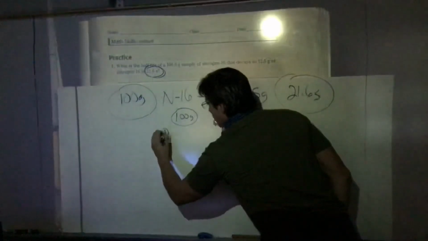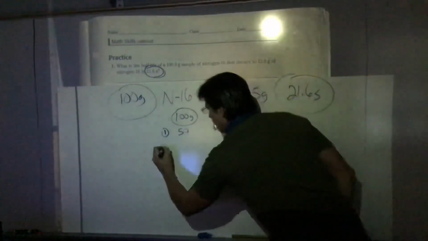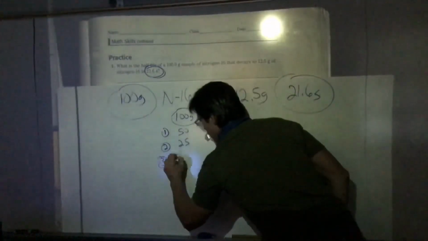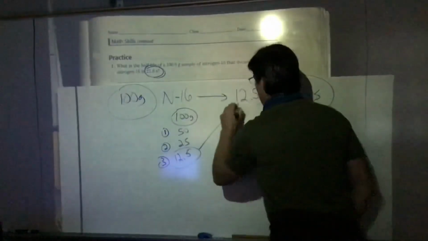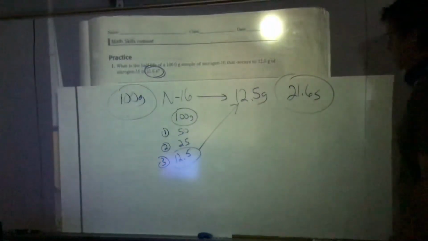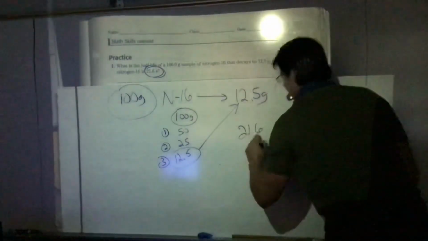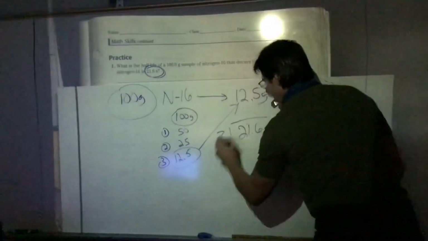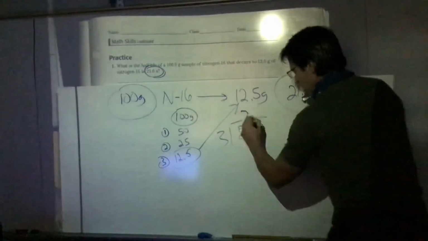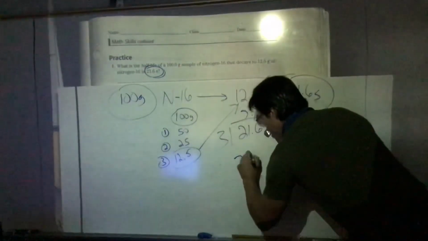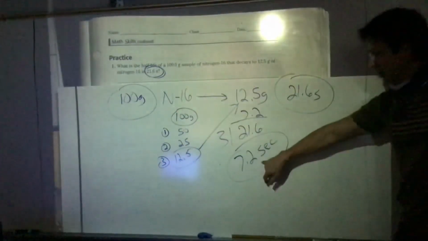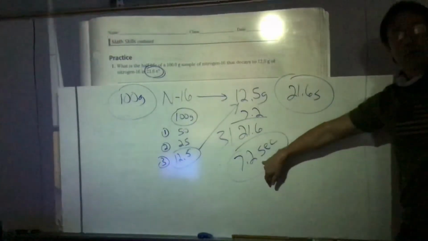So 1 half-life puts me at 50 grams. 2 half-lives, halving it again, gives me 25 grams. 3 half-lives puts me at 12.5. Oh, that's the number I'm looking for. So it must have gone through 3 half-lives in 21.6 seconds. So all I have to do is take 21.6 and divide it by 3. 3 into 21 is 7, and 3 into the remaining 6 is 2. So it looks like each half-life of nitrogen 16 takes 7.2 seconds.